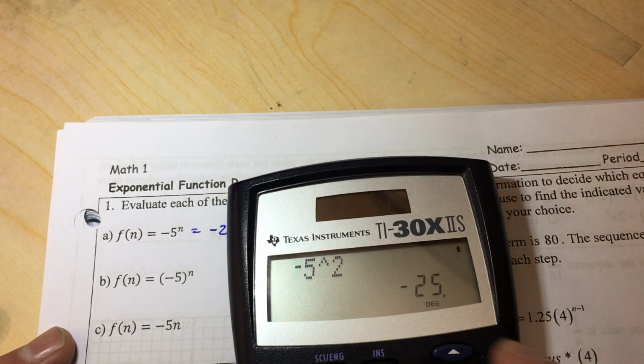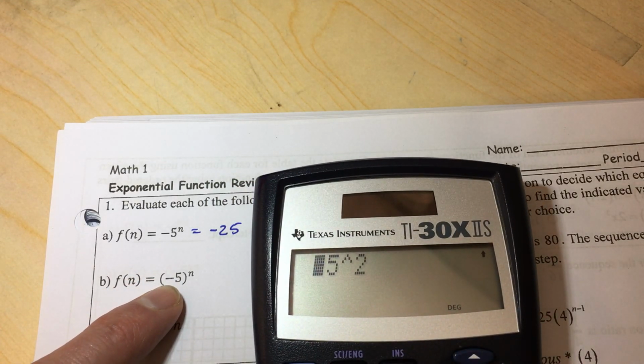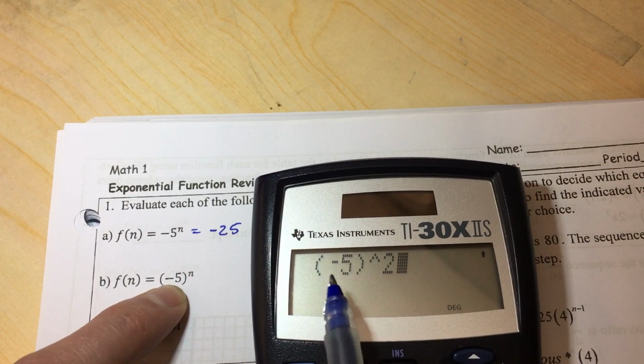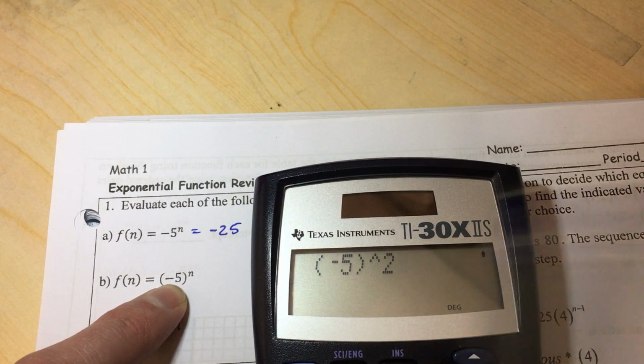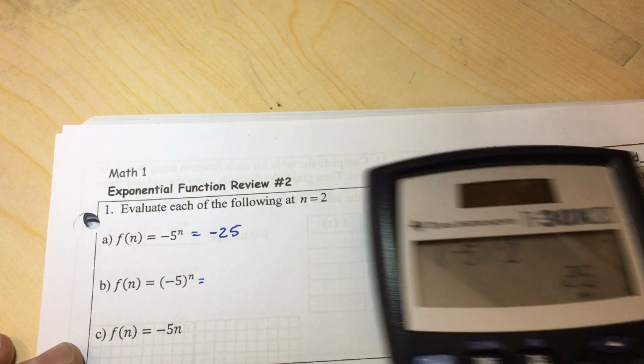All right, the second one, we're going to change it a little bit. It looks the same, but it's not the same answer. So make sure that you make your calculator look exactly like what the problem is with the parentheses, so that the negative is repeated. When it's inside the parentheses, that negative is actually repeated. So this is -5 times -5, which is 25.